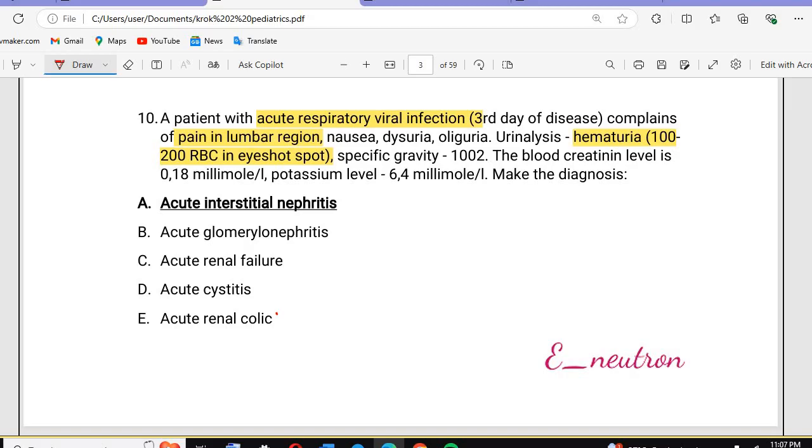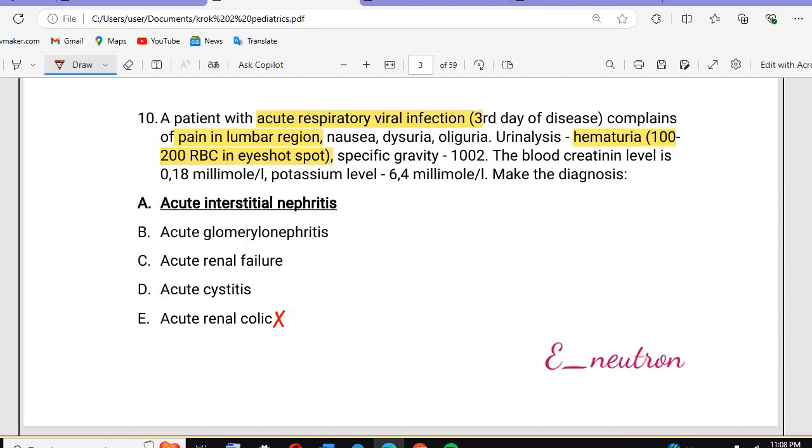The answer is in front of you. Will you mark the acute renal colic? If you don't know about this question, there may be some questions you have never studied. But if you study this much, of course some keywords will always be there in your mind.